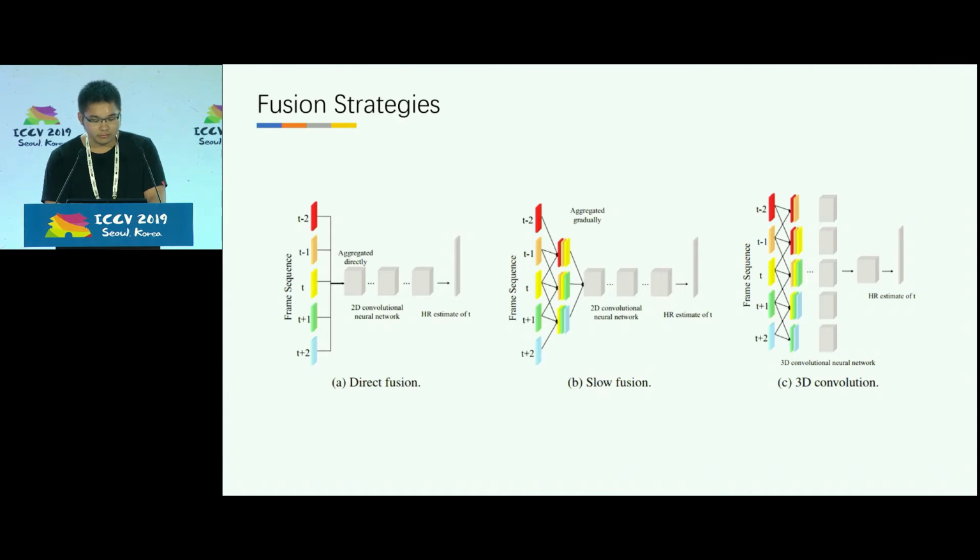Here, we give 3 fusion strategies used by most space-based video super resolution methods: direct fusion, slow fusion, and 3D convolution. Direct fusion fuses frames into one part directly, while slow fusion does it gradually. 3D convolution networks conduct convolution in both space and time dimensions.